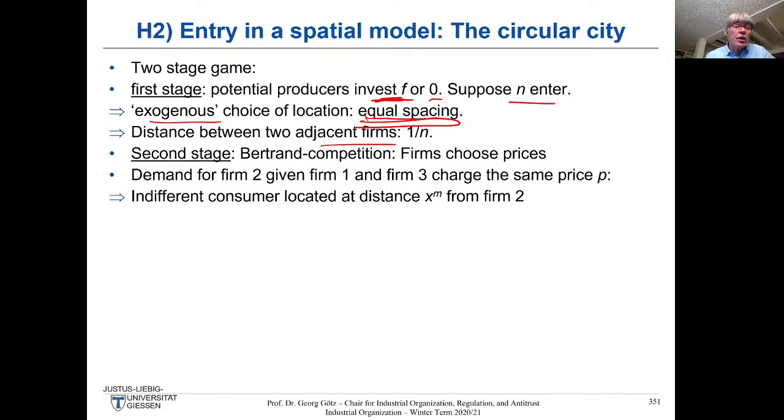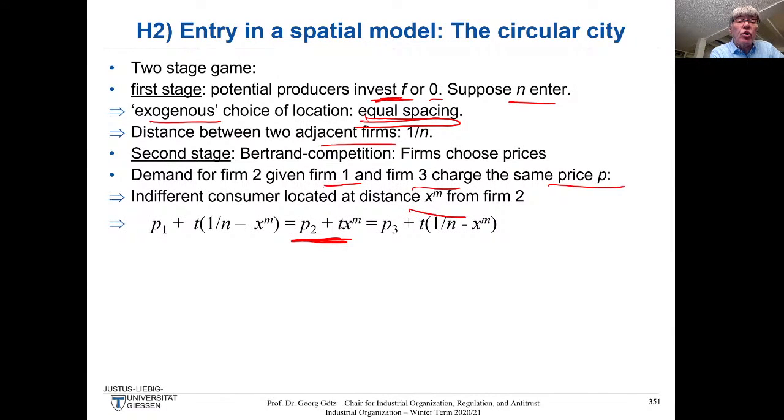Firms choose prices, and demand for firm 2, given firm 1 and firm 3 charge the same price P, we can derive by looking for the indifferent consumer located at xm. These are the transport costs, or the price inclusive of the transport cost, if I buy at firm 2, and here this is if I buy at firm 1. If I buy at firm 1, my distance, if I'm located at xm from P2, is 1/n minus this xm. So that's my distance to 1, and it's also my distance to 3. So this is symmetric here.